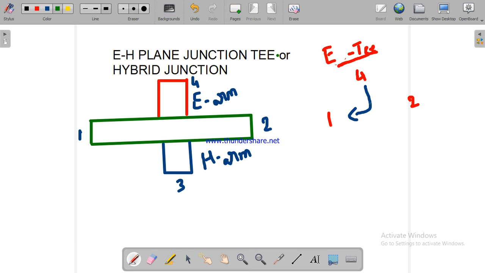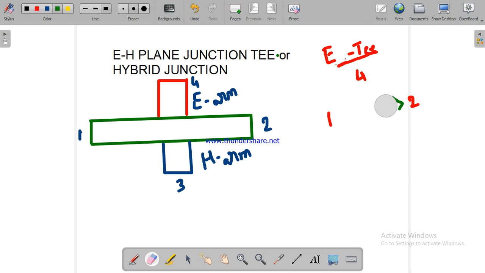But there is a small change: the microwave energy at port 1 and port 2 is equal, but it is out of phase. At port 2 we get a 180 degrees phase shift. This is the only change. This is not observed in the H plane T junction. Only in the E plane T junction do we observe this.